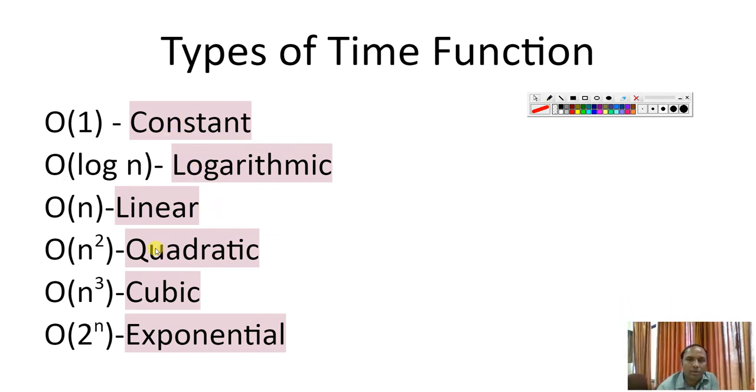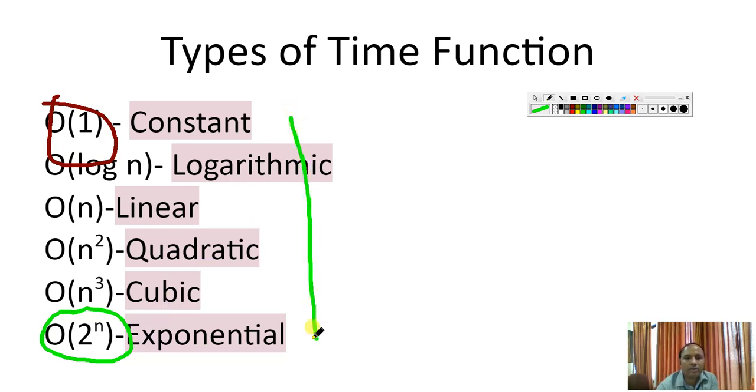Now if you observe all these types of time functions, the very first function, that is order of 1, is always going to take the minimum amount of time. And if any algorithm has time complexity of order of 2 raised to n, it is going to take the maximum amount of time. So they are in increasing order of growth, right?